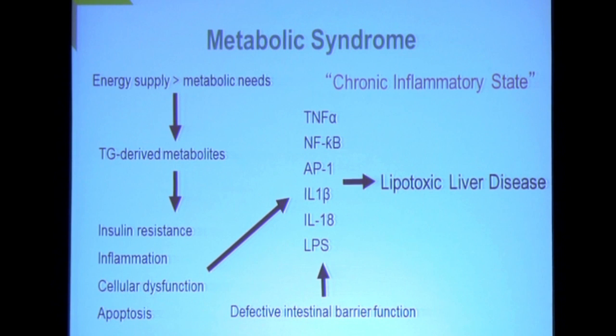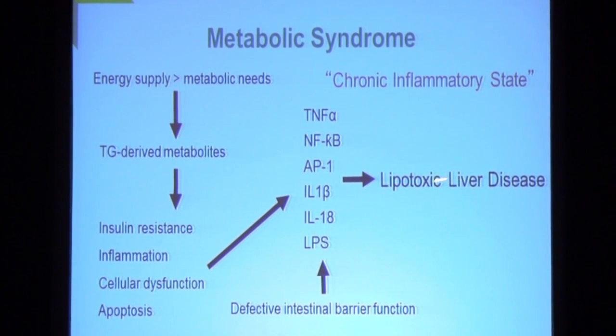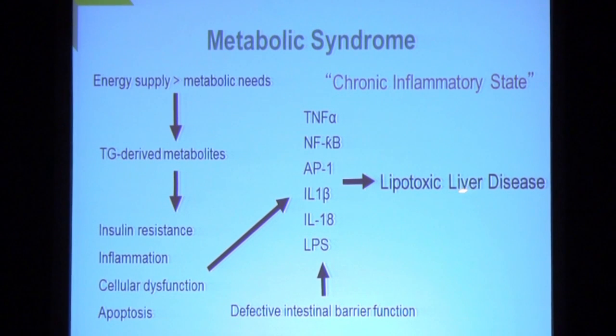interleukin-18. And we also know that an excess of calories, caloric excess, is going to disrupt the intestinal barrier, leaking endotoxins and lipopolysaccharides into the circulation. So all this is going to cause the chronic inflammatory state of the metabolic syndrome, as well as fatty liver, now called lipotoxic liver disease.